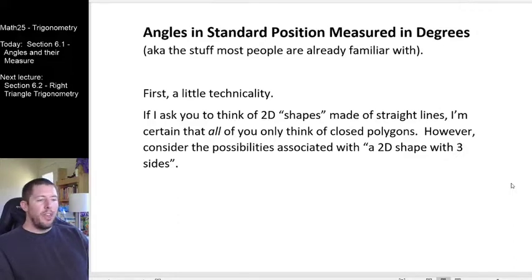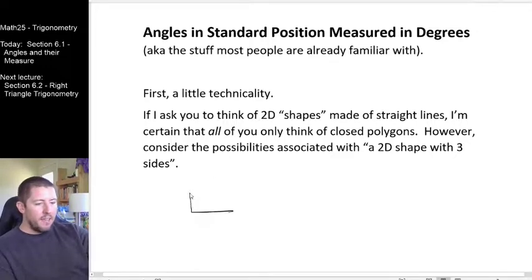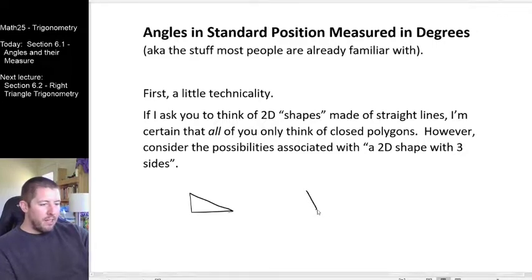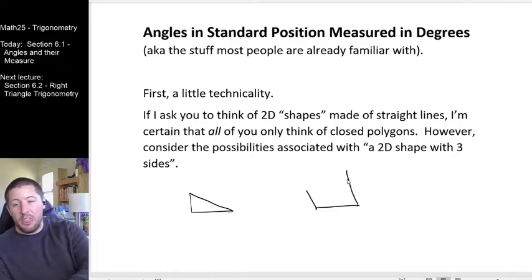If I were to ask you to think of some 2D shapes made of straight lines, what I know is that everybody is thinking of closed polygons. However, if I said to you a 2D shape with 3 sides, I think that a vast majority of us are thinking of things like triangles. But maybe you should expand your mind a little bit to think of this being a three-sided shape right there as well. That is a three-sided shape.